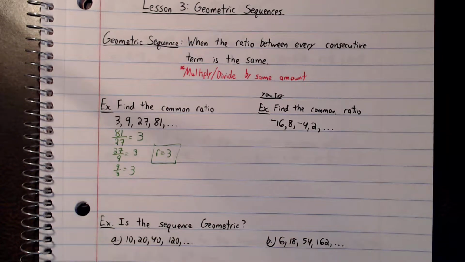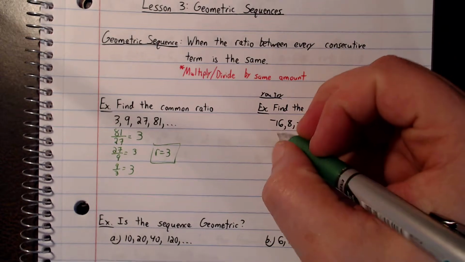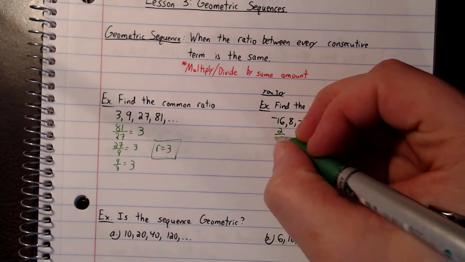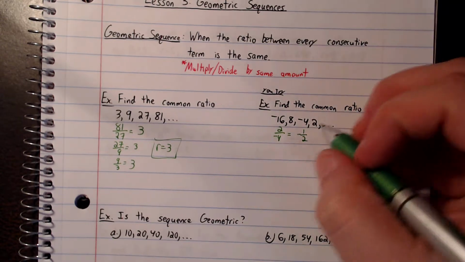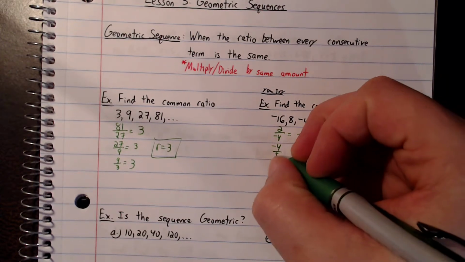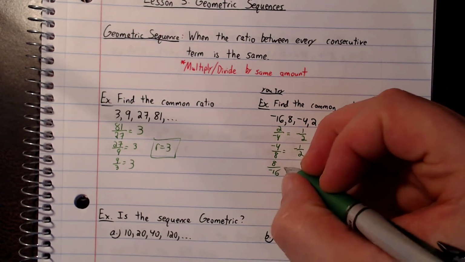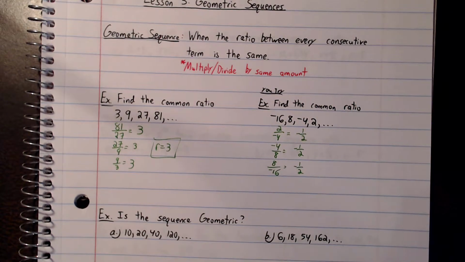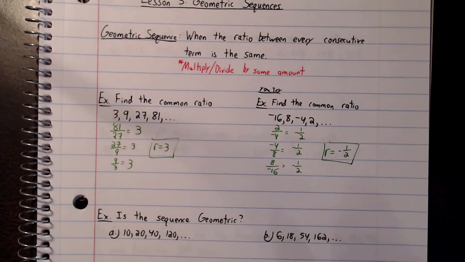So here's one for you to try. See if you can figure out what the common ratio is for this sequence. Remember, we want to start with our final term and work backwards. This gives me -1/2. So hopefully it's going to be the same thing throughout. If I do -4 divided by 8, that's -1/2. And then 8 divided by -16, that's also -1/2. So you should have found your common ratio to be -1/2.